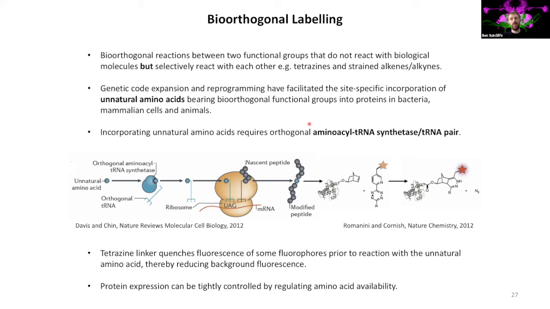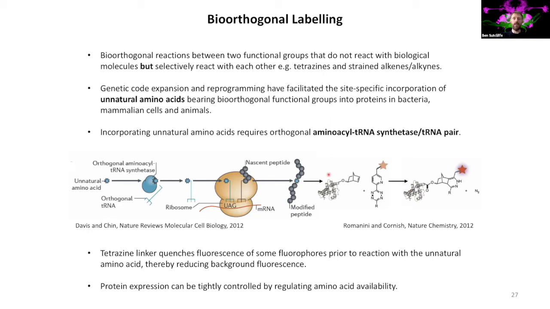You then express an orthogonal aminoacyl tRNA synthetase and tRNA pair, and this can then add the amino acid to that UAG. And this can either be transfected as a plasmid, or it can be done by creating a transgenic animal. And then you feed the unnatural amino acid to the cell or organism, and the orthogonal synthetase and tRNA pair will now be able to incorporate that unnatural amino acid into your protein. And you have engineered the UAG site to be in the right place, and therefore you're hijacking the natural translational apparatus of the cell to tag your protein.